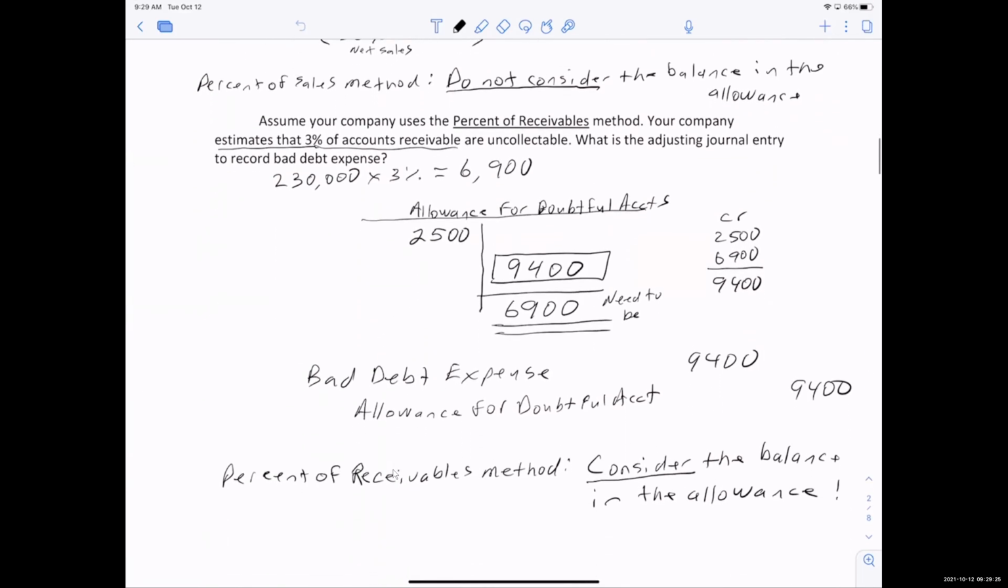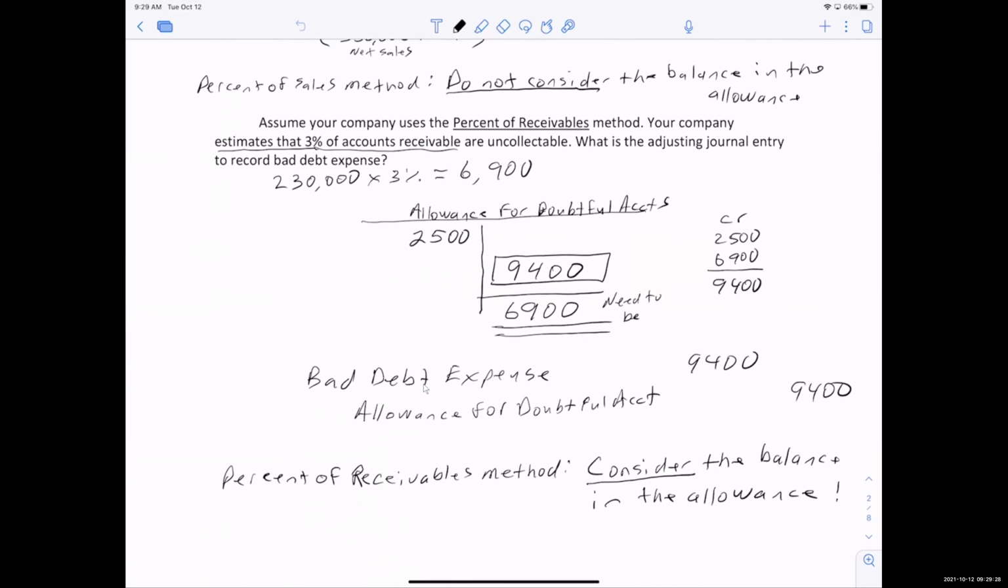I'll let you write that down again. Make sure: debit bad debt expense 9,400, credit allowance for doubtful accounts 9,400. And so write this down. Just remember, for the percent of receivables method, you consider the balance in the allowance. Notice up on the first one, the sales method, for the percentage of sales method, do not consider the balance in the allowance. The only time you need to do this is for the percent of receivables method.